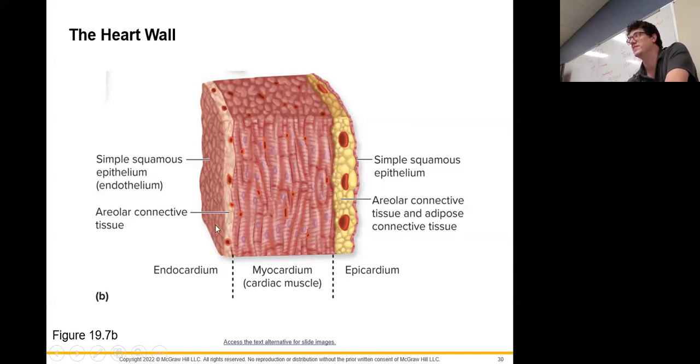Okay, now on the inside of the heart, we have our endocardium. The endocardium is another layer of simple squamous epithelia on the inside, so another layer of endothelium. This is basically the same thing that we're going to find in our blood vessels.